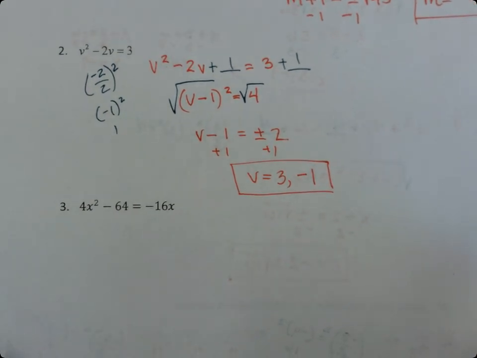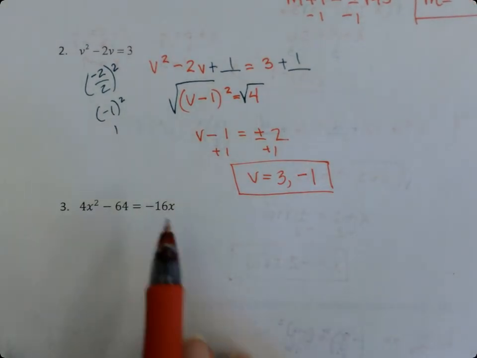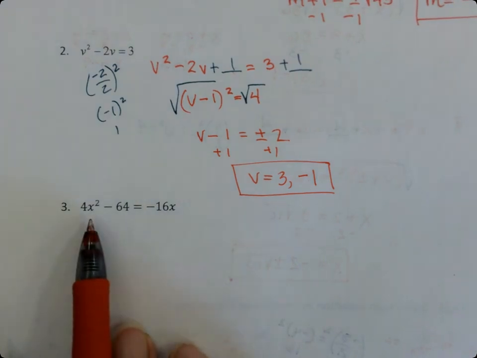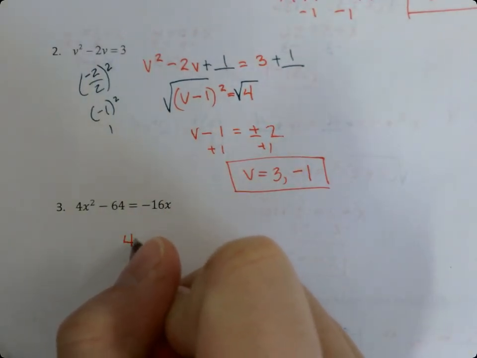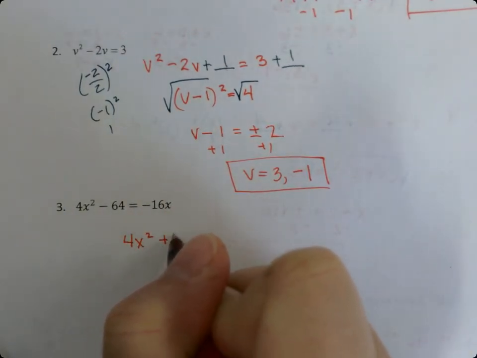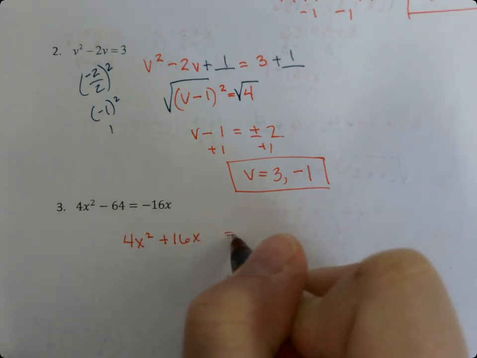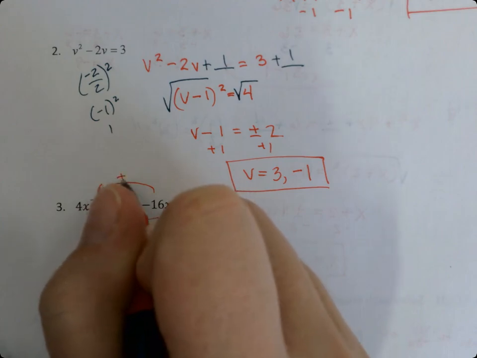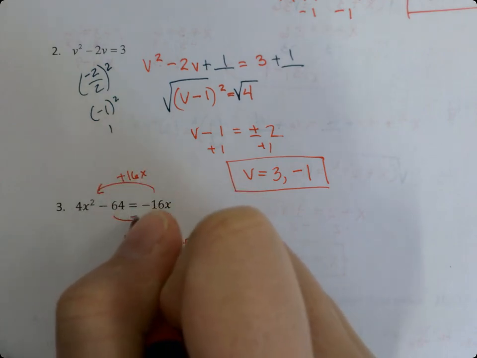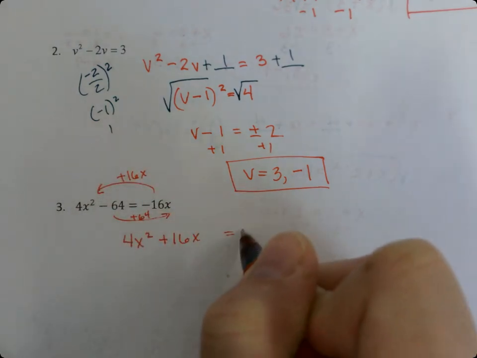Okay, and number 3, we have a little bit of cleaning up to do. First of all, I want to bring the x over with the x squared. I want to move the constant to the other side. So show what you need to. I know I'm going to add the 16x, and I'm going to add the 64. So I'm moving things over by adding the 16x and by adding the 64 to the other side.